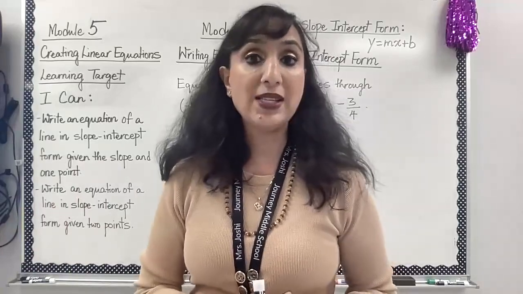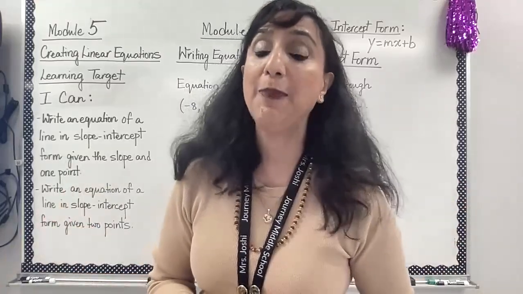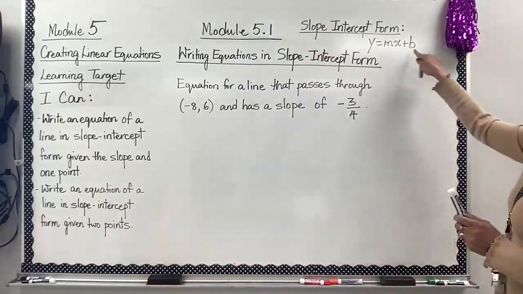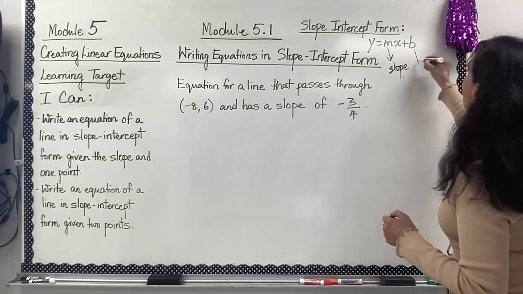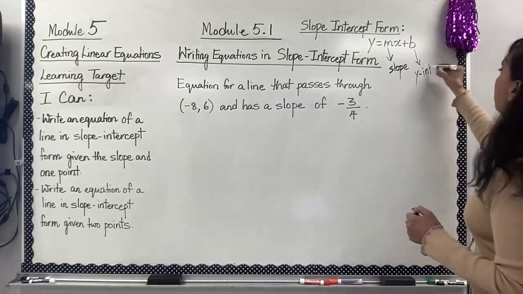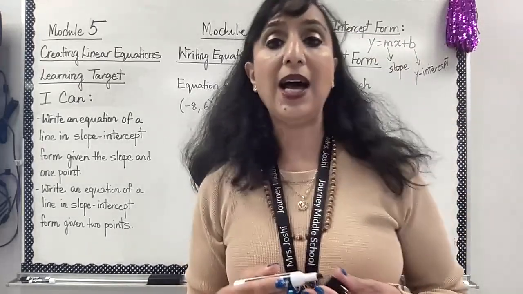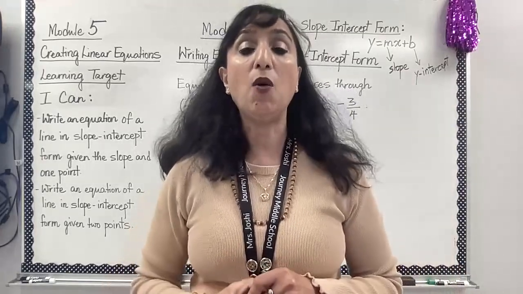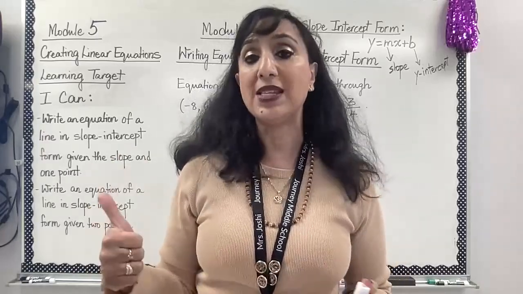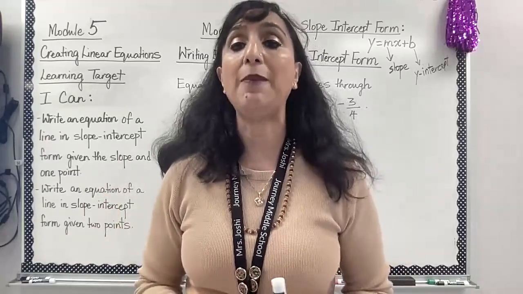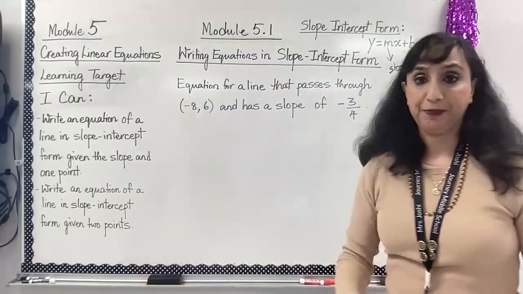So what is the slope-intercept form? Really quick, let's refresh our memory. It is y is equal to mx plus b, where m is the slope and b is the y-intercept. And that basically means where the line is going to intersect on the y-axis. So we are converting our equations into slope-intercept form, y equals mx plus b. Let's look at the first question that I have put on the board.